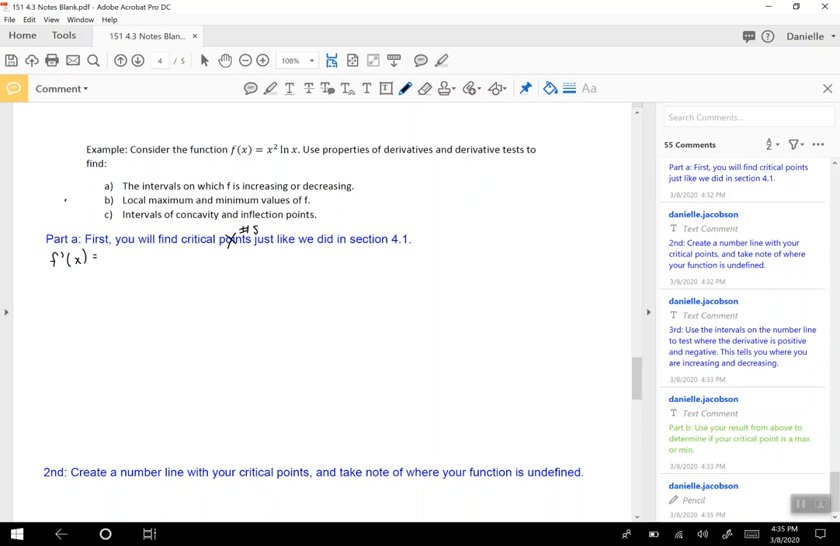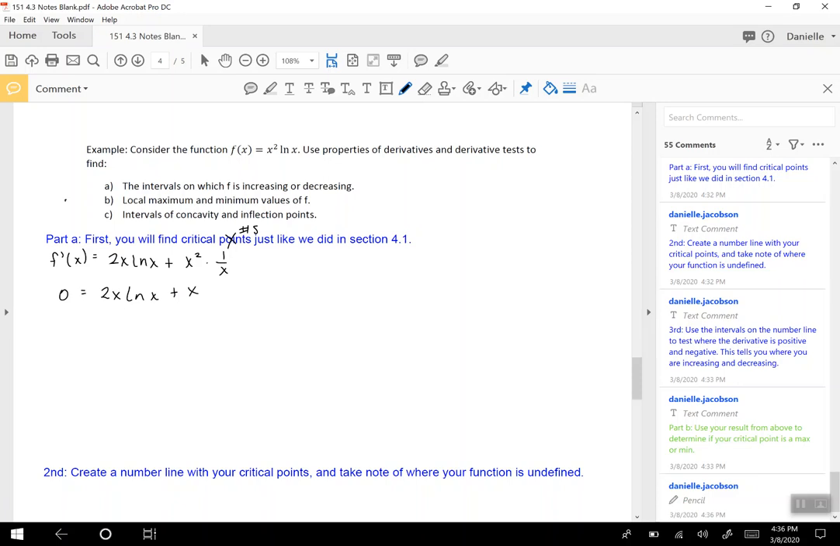Right here, since it's x squared times ln x, I have to use the product rule. So the derivative of the first function is 2x times the second function, ln x, plus the first function, x squared, times the derivative of the second, which is 1 over x. Right? Now I want to set our derivative equal to 0, like we did in 4.1. This is equivalent to 2x ln x, and since I'm using this, I'm going to go ahead and simplify. So x squared over x is really just a plus x here.